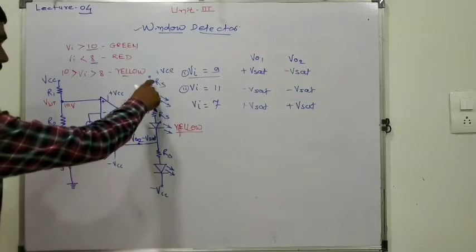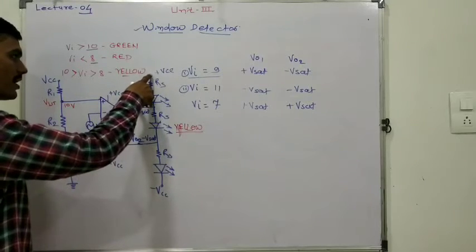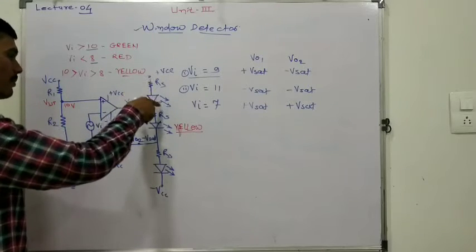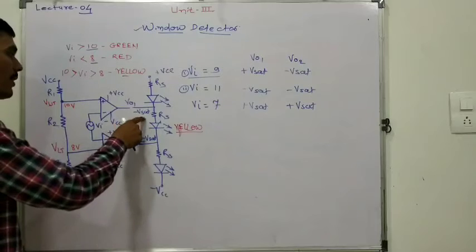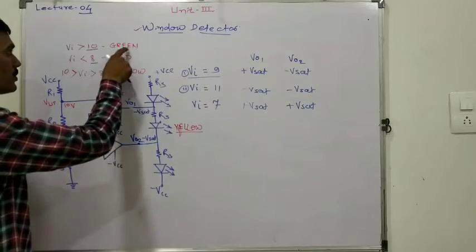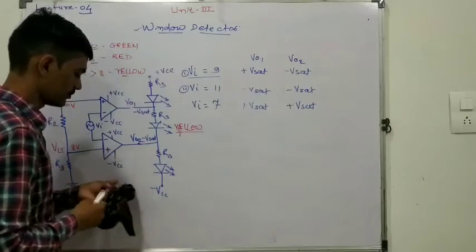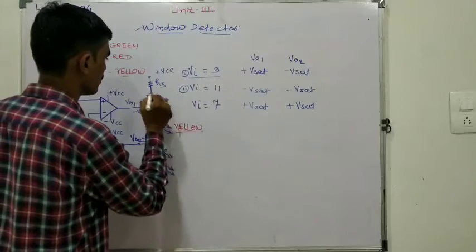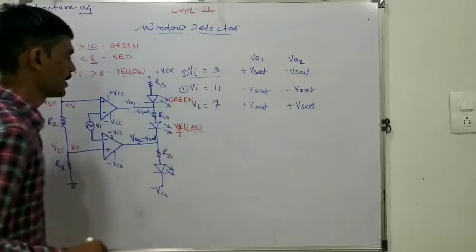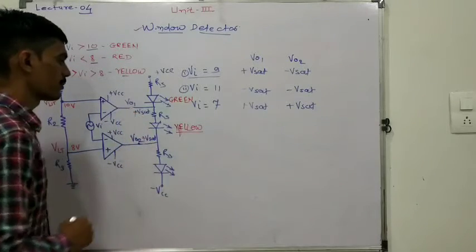So this and the VCC are at different voltages. One is higher voltage and the second one is the lower voltage. So anode and cathode are connected at plus VCC and minus VCC or minus Vsat. So this must be the greater than condition. So it must be a green LED. Now the last condition is this is plus Vsat and this is also plus Vsat.